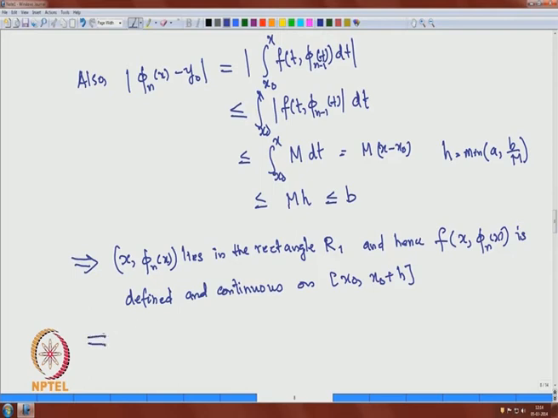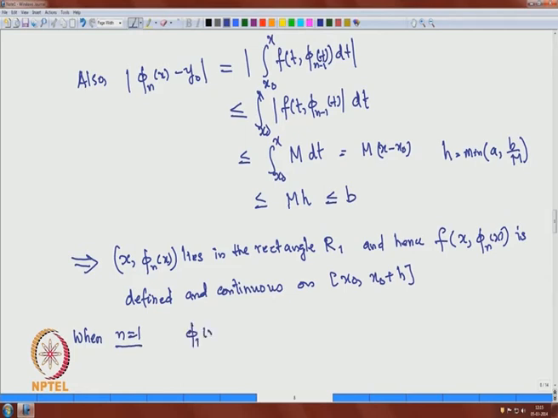So, what does it say? It says that this phi n also satisfies all the properties we assumed in part A, with the assumption that if phi n minus 1 satisfies the properties, then phi n also satisfies them. Now, let us check for the case when n is equal to 1.